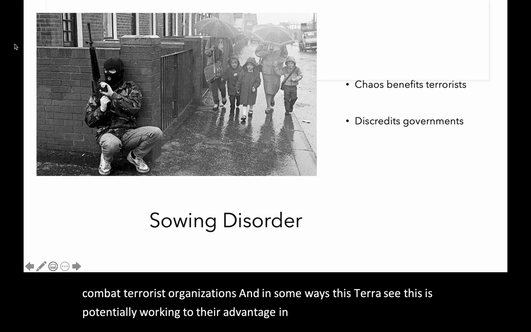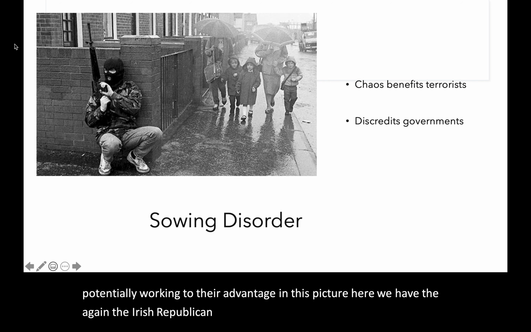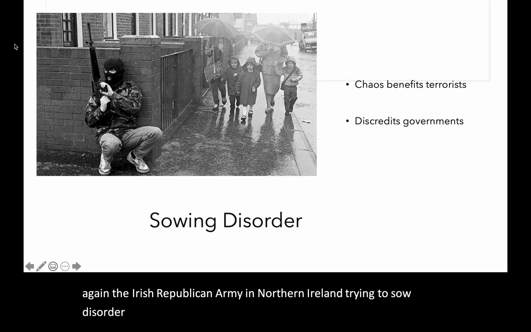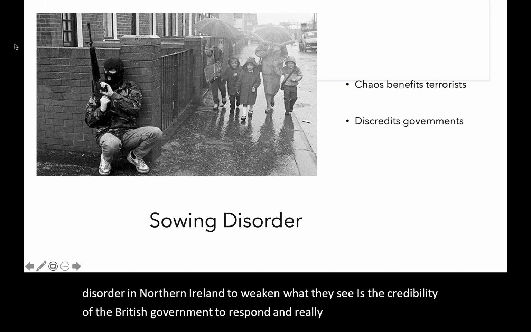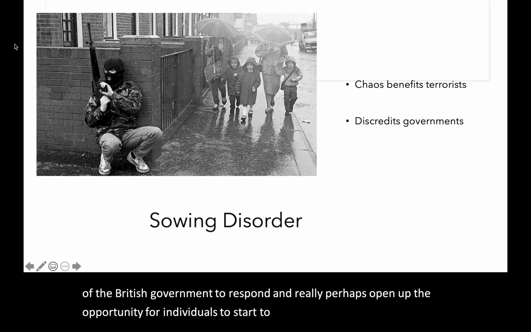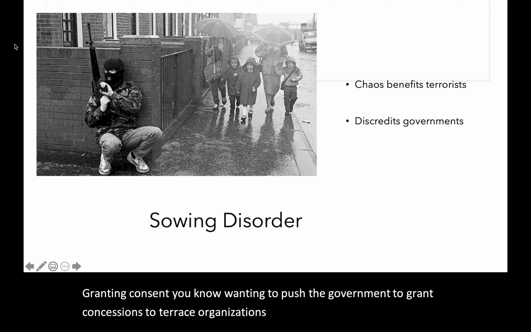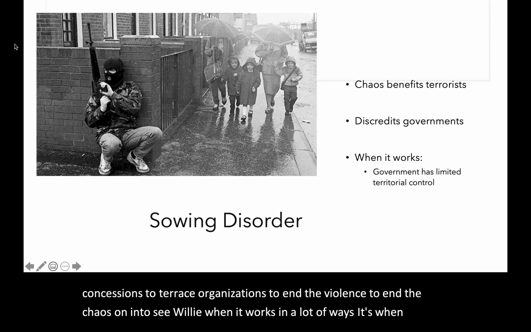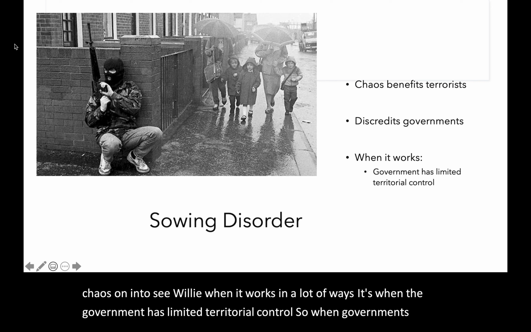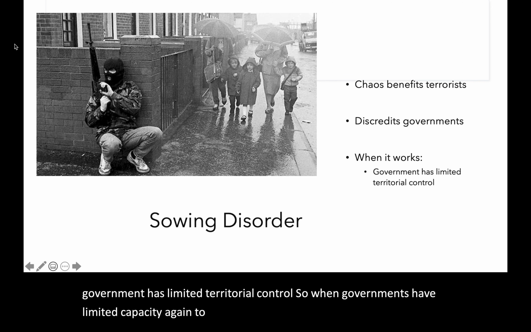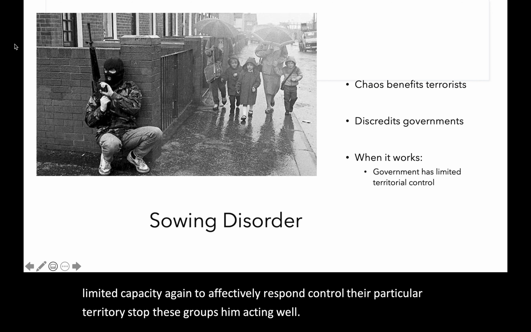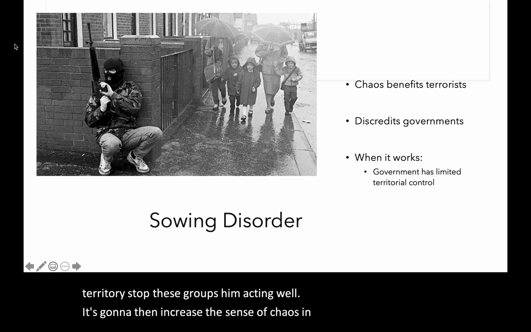In this picture here, we have the Irish Republican Army in Northern Ireland trying to sow disorder in Northern Ireland to weaken what they see as the credibility of the British government to respond, and really perhaps open up the opportunity for individuals to start to consider granting consent, wanting to push the government to grant concessions to terrorist organizations to end the violence, to end the chaos. And we see it works in a lot of ways when the government has limited territorial control. When governments have limited capacity to effectively respond, control their territories, and stop these groups from acting, it's going to increase the sense of chaos and uncertainty in particular areas.